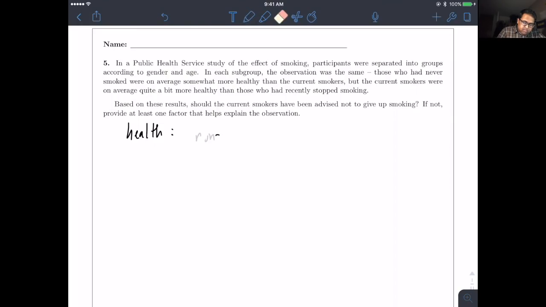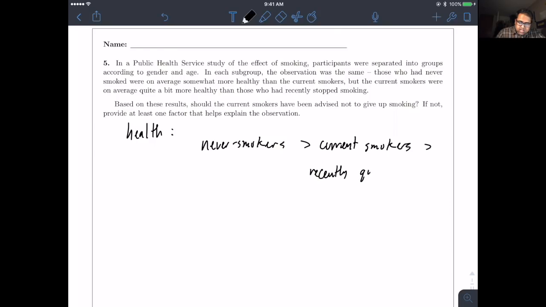non-smokers, rather never smokers, are healthier than current smokers, are healthier than recently quit smokers, whatever, sure. So what this is asking us is, should the current smokers have been advised to not give up smoking?